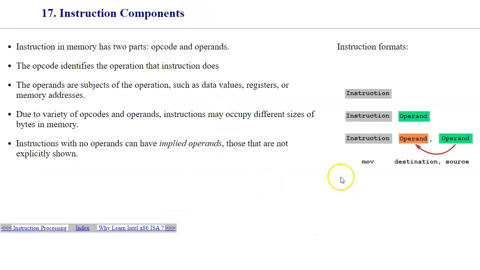So instruction components, as we already underlined, include unique codes of instruction. It could have one operand or two operands. In the case of two operands, for instance, this example of move from source to destination. So this is the source of the value, and this is the destination for moving a value from one place to another. And the direction is just like in an assignment, from right to left.